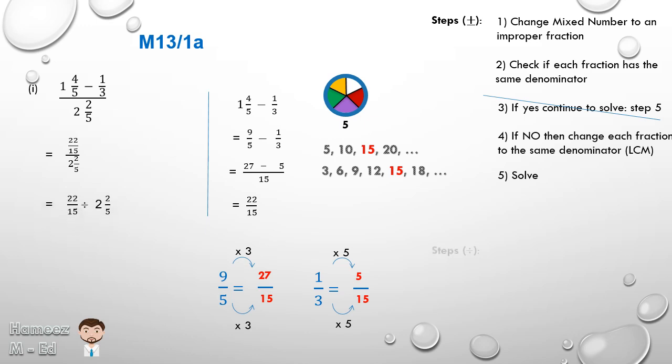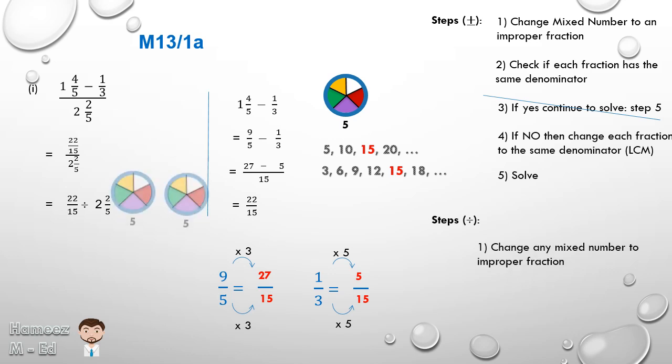And of course, what is the first step in changing fractions? It would be to change any mixed number to an improper fraction. So 2 and 2/5 is 2 wholes. Each whole has 5 parts. So 5 and 5, 10, and 2 more, 12. So 22 over 15 divided by 12 over 5.